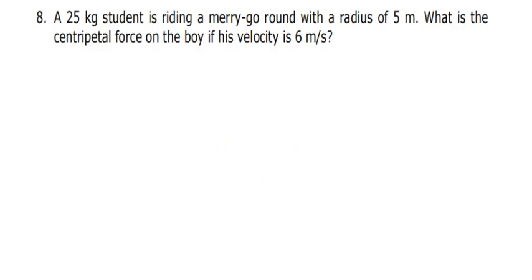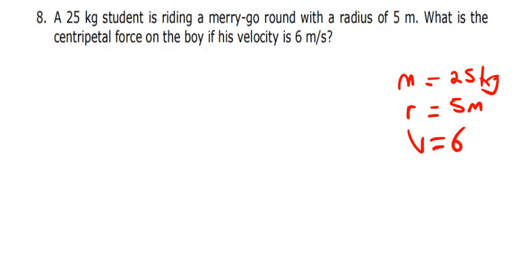Now what do we have? We have the mass as 25 kg. We have the radius of rotation as 5 meters. We have the speed, in this case the tangential speed, the velocity, it is 6 meters per second. So what are we going to do to find the centripetal force? We said the centripetal force is mv squared over r.